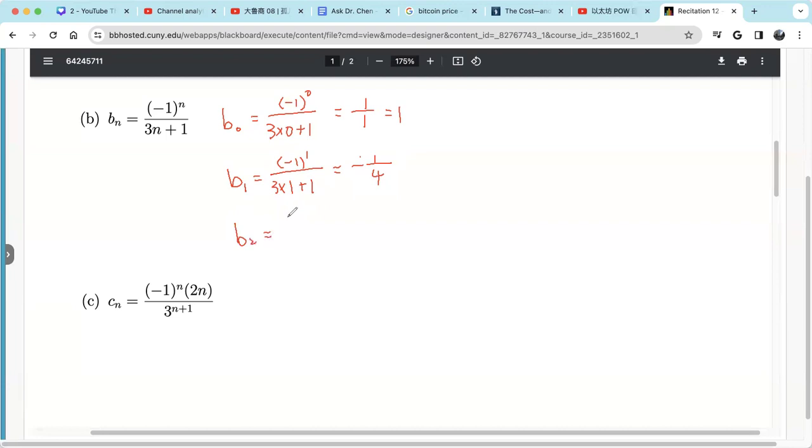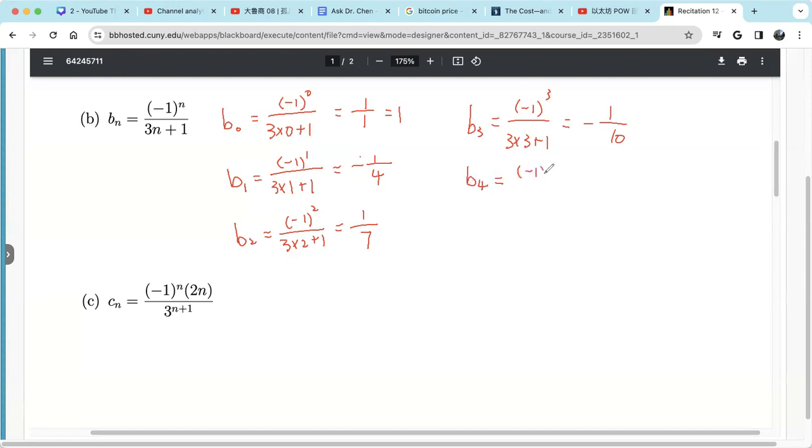The third term, -1 raised to 2, with the denominator 3 times 2 plus 1. -1 squared is +1. 3 times 2 is 6. 6 plus 1 is 7. The fourth term would be -1 raised to 3 divided by 3 times 3 plus 1. -1 raised to 3 is negative 1. So -1 over 3 times 3, which is 9. 9 plus 1 is 10. So -1 over 10. Then b to the fourth power, b sub 4, is the fifth term.